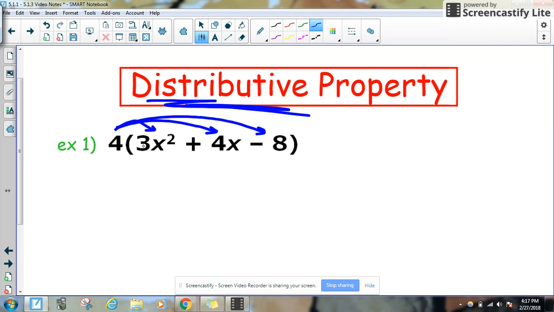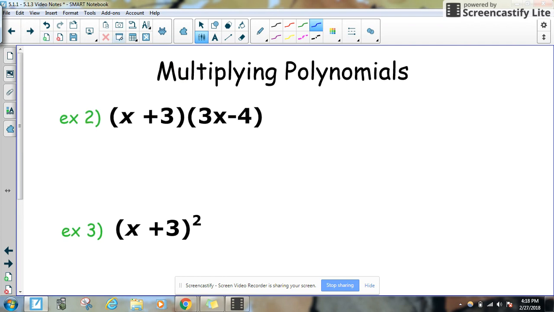So let's just do 4 times 3x to the second power, and that's going to be 12x to the second power. And then 4 times 4x is 16x, and notice I'm doing them each individually. And 4 times negative 8 is simply negative 32. Okay, so that's all you got to do there. That's the answer to that problem. Let's do a couple more.